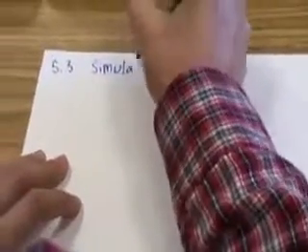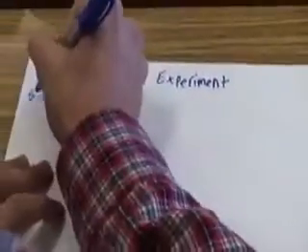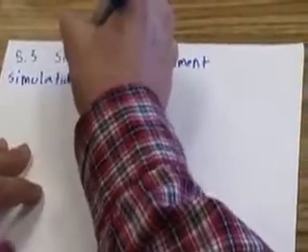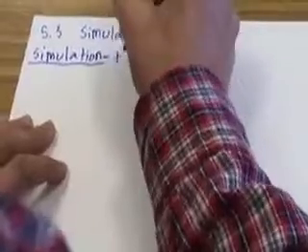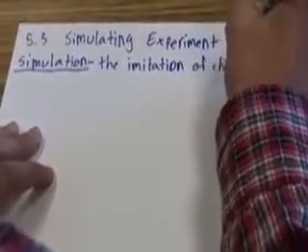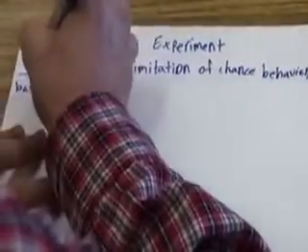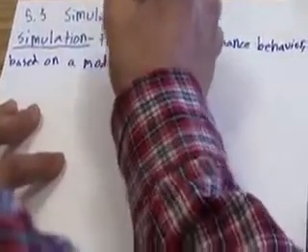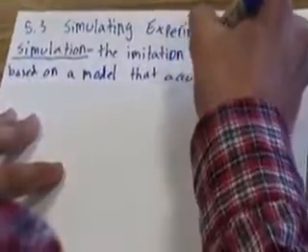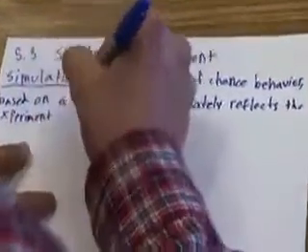Alright, 5.3, simulating experiments. So simulation is the imitation of chance behavior based on a model that accurately reflects the experiment under consideration.